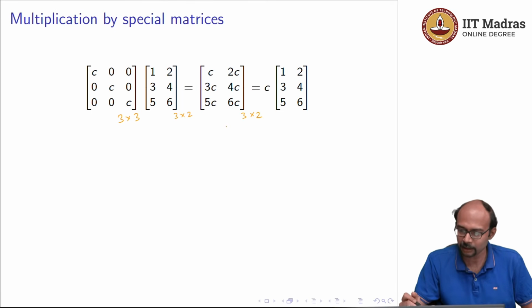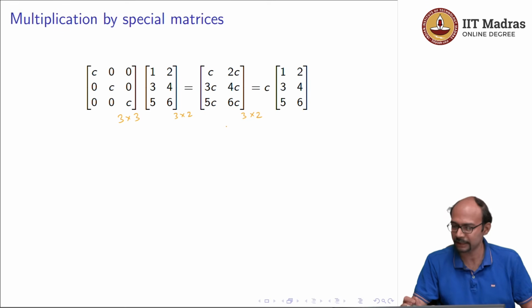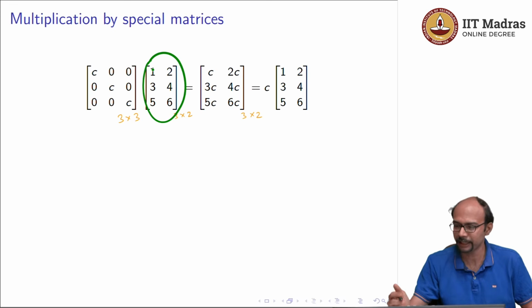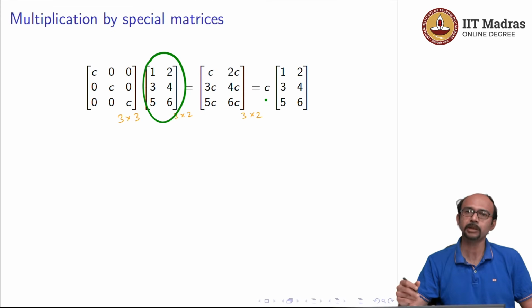of this is C times 1 plus 0 times 3 plus 0 times 5. So it's just C times 1, which is C. The 1/2th entry is C times 2 plus 0 times 4 plus 0 times 6, which is C times 2, so 2 times C. You can see what's happening. Each entry of this second matrix is getting multiplied by C. So I can pull that C out and think of this as scalar multiplication by the constant C, multiplication by the scalar C. That's what's special about scalar matrices.